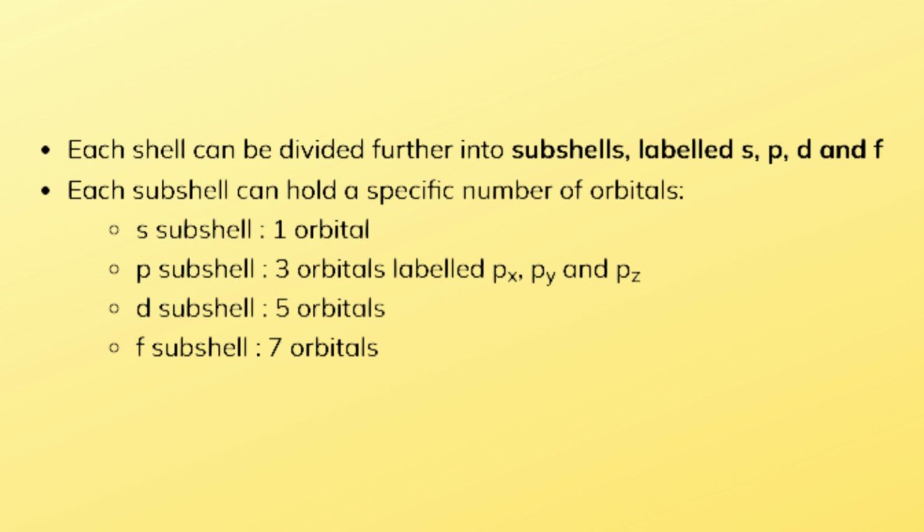As you can see, the S subshell, that's the first one, can hold 1 orbital. P subshell can hold 3 orbitals: Px, Py, Pz. D subshell, 5 orbitals. F subshell, 7 orbitals. So 1, 3, 5, 7. This is the orbital number of each subshell.